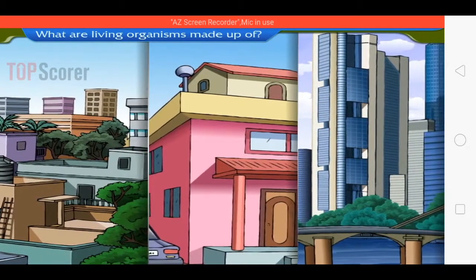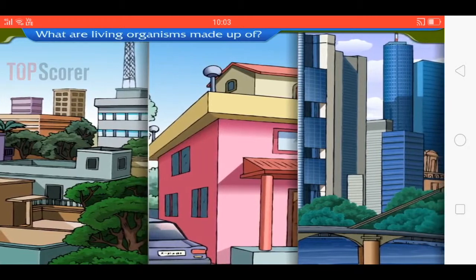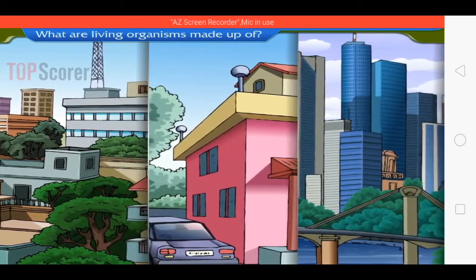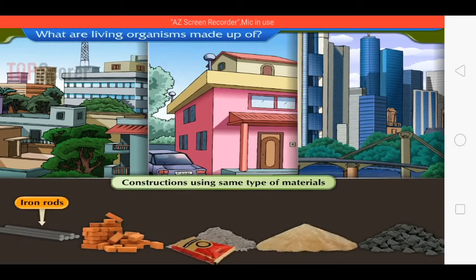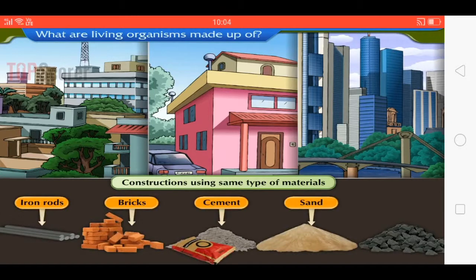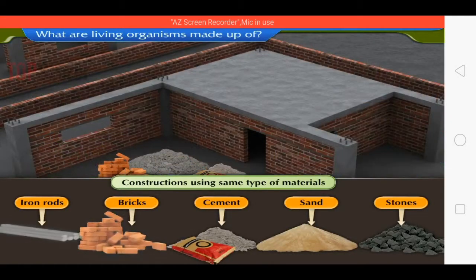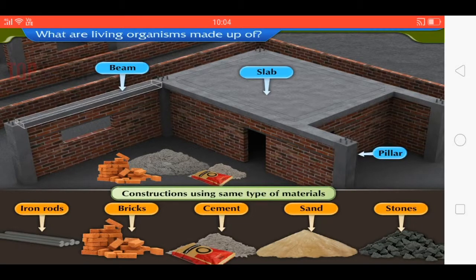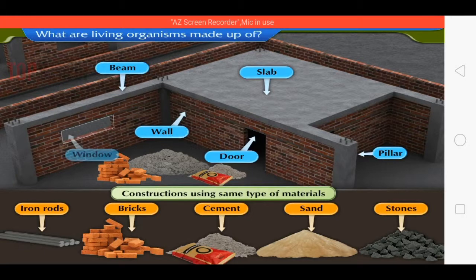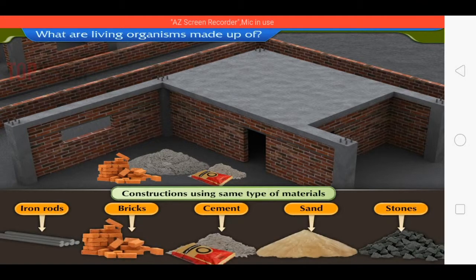We observe small buildings, bungalows, and tall towers, which are the places of human residence. These are constructions using the same type of materials such as iron rods, bricks, cement, sand, stones, etc. These non-living things are made up of building blocks. That is the foundation which supports pillars, beams, and slab. We come across walls, doors, windows of different sizes and shapes. Altogether, the structure is a cement concrete construction having an external appearance as well as a distinct internal structure.